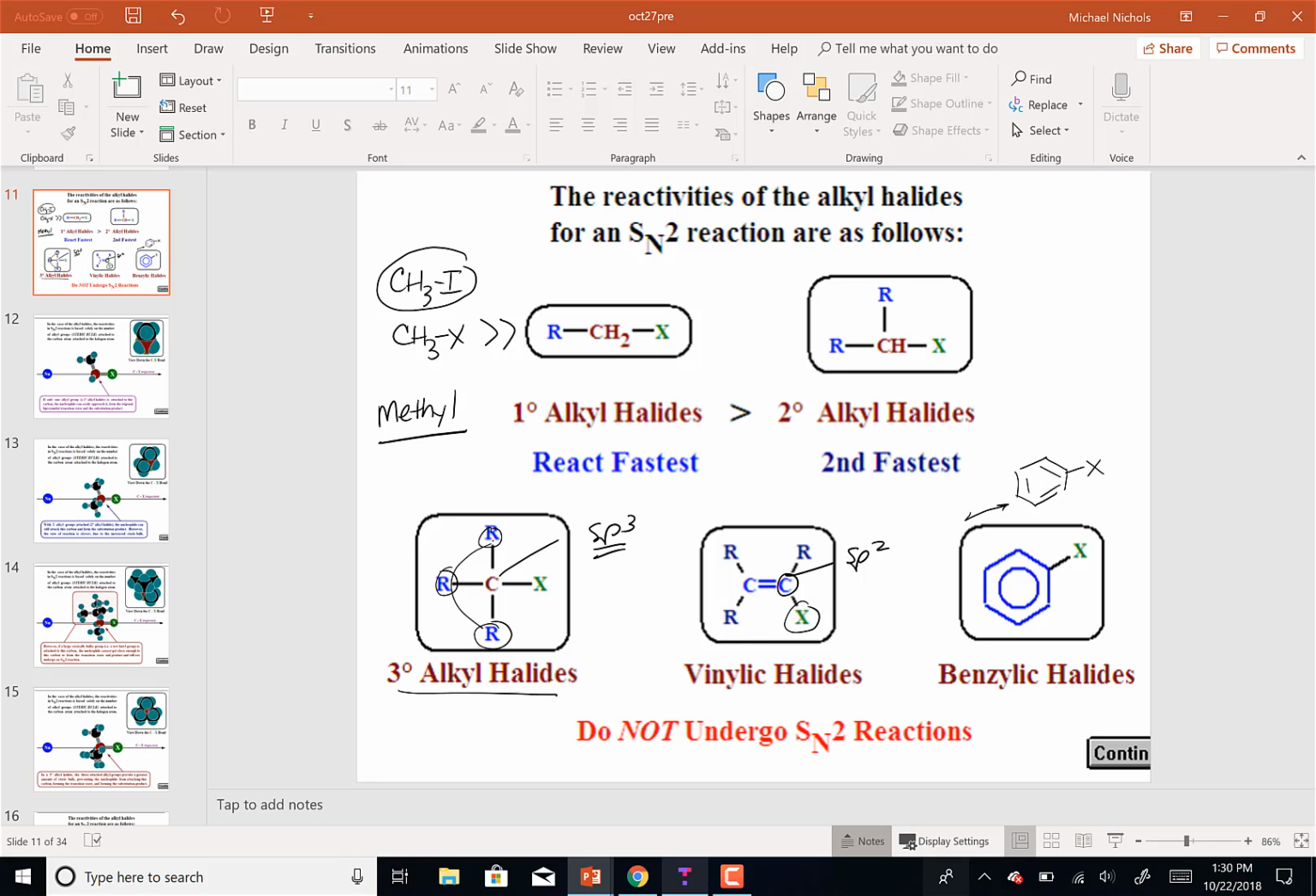So that's the basics of SN2 and the one-step mechanism. Although we will have some two-step mechanisms, they will not involve carbocations, which makes them a type 2 mechanism.